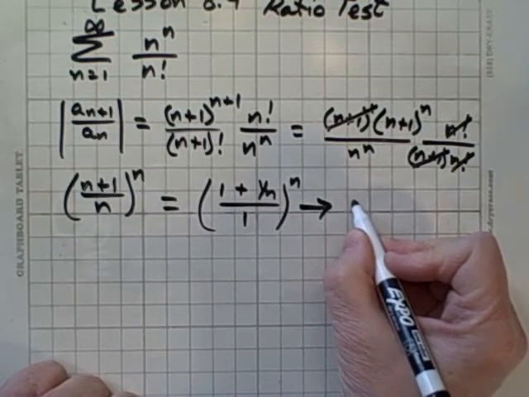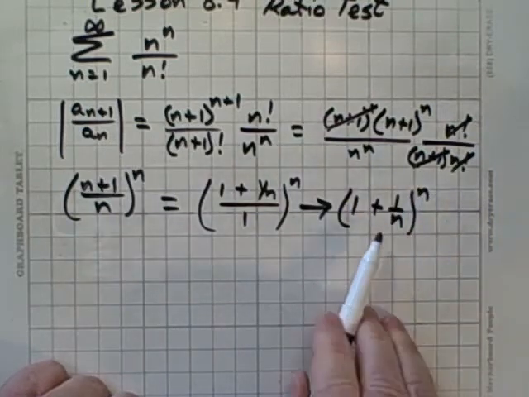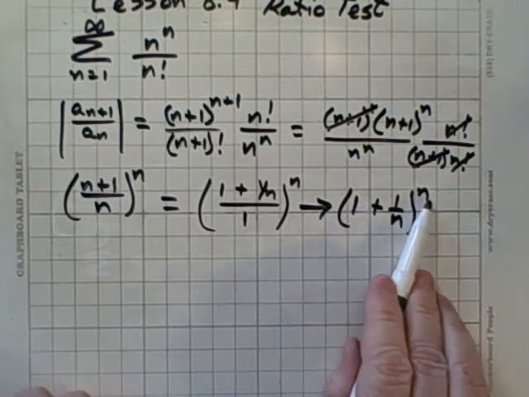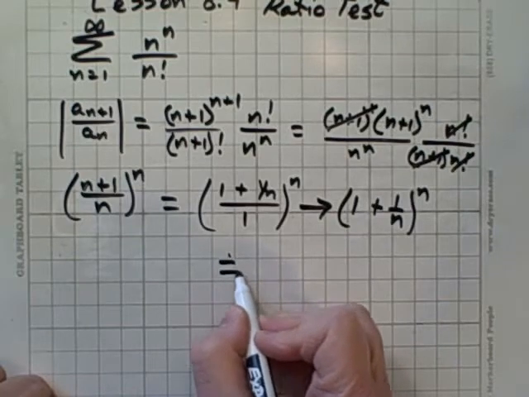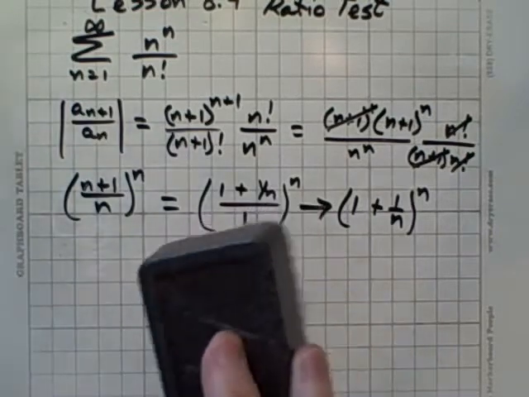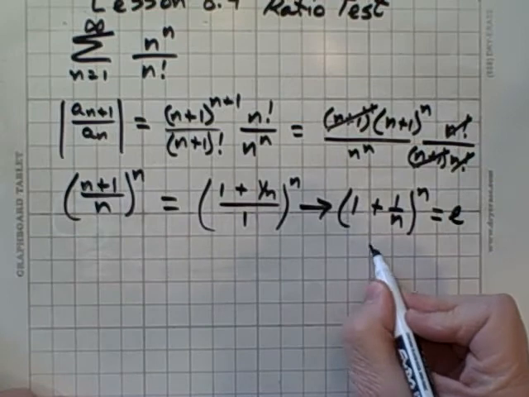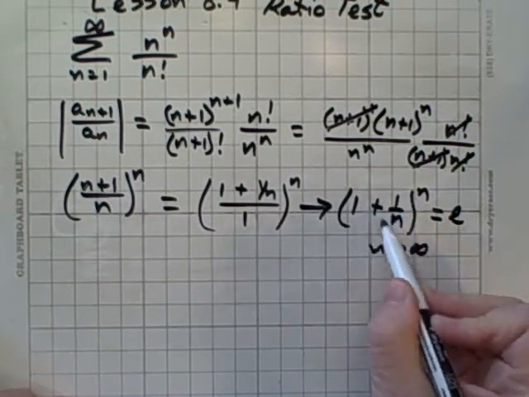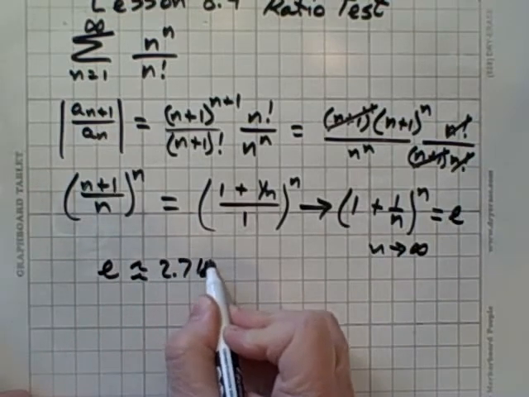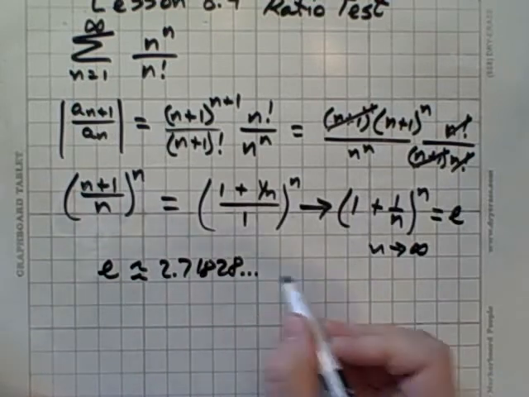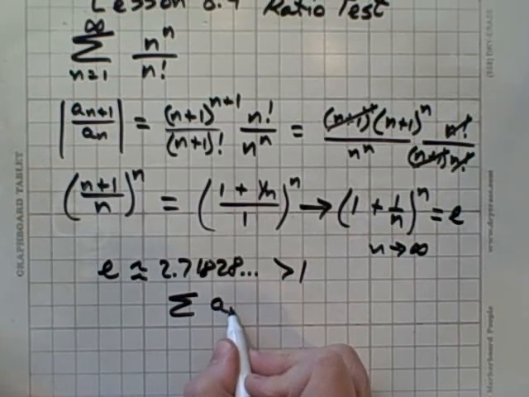1 plus 1 over n to the nth power, you might be inclined to say this would go to 1, so we'd have 1 to the n. But this is a definition of the number e. So it actually approaches the number e. As n goes to infinity, that is one of our definitions. Of course, e is around 2.71828, bigger than 1. And since that is greater than 1, this series diverges.